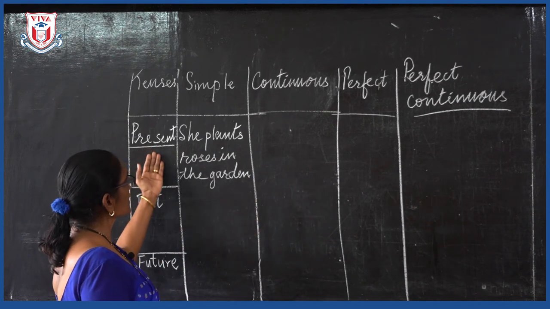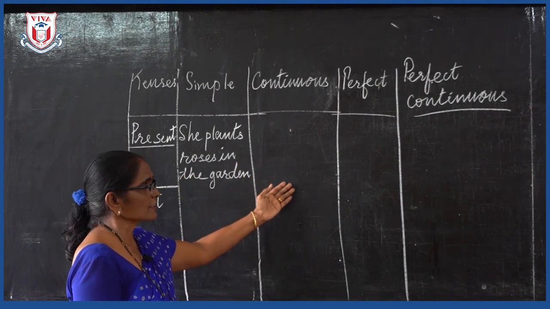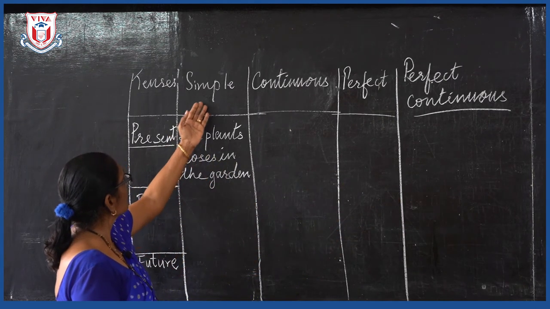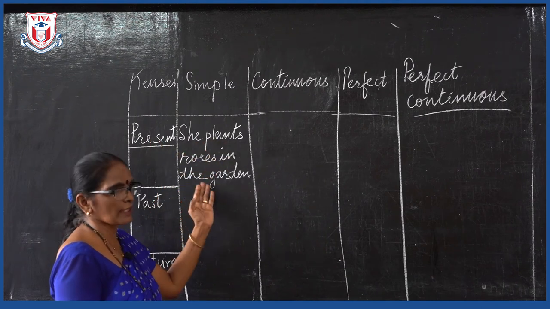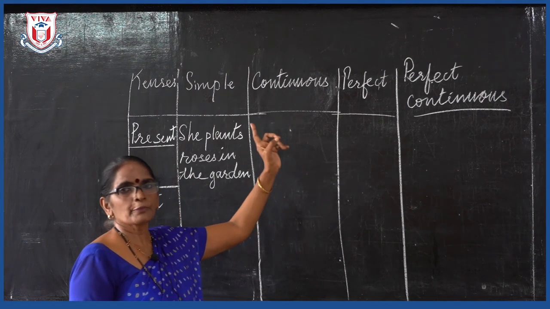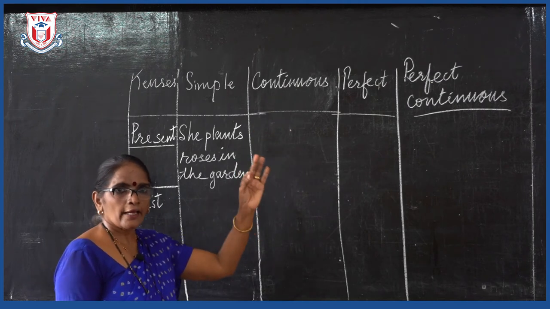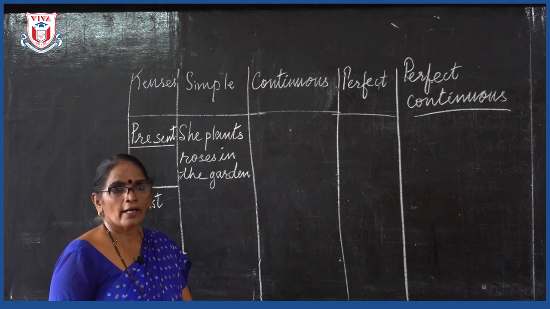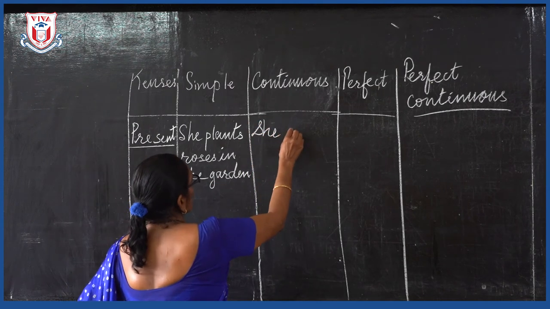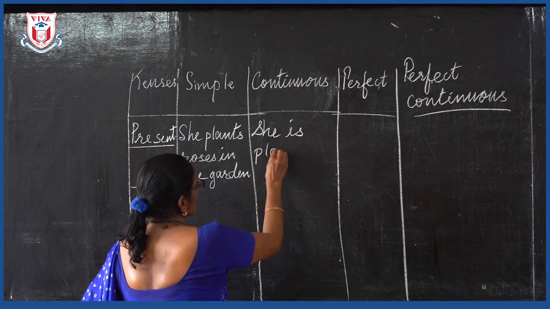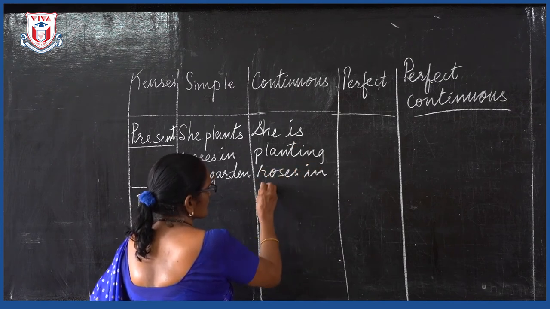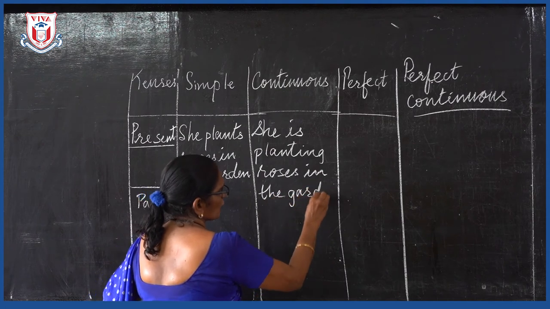Now we'll study how to change from simple tense to the continuous tense, from continuous tense to the perfect and perfect continuous tense. Now suppose my sentence in the simple present tense is: she plants roses in the garden. Now how will I write this in the continuous tense? The continuous tense means it is a progressive tense, and progressive tense means ing. So when I say I am teaching you, I am doing something right now, I am continuing my job. So in the continuous tense, she is planting roses in the garden.